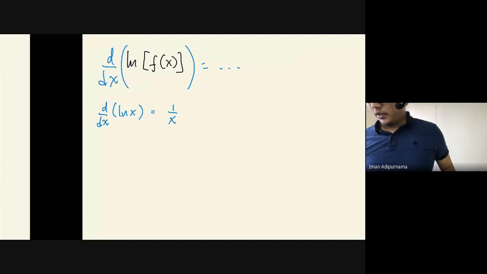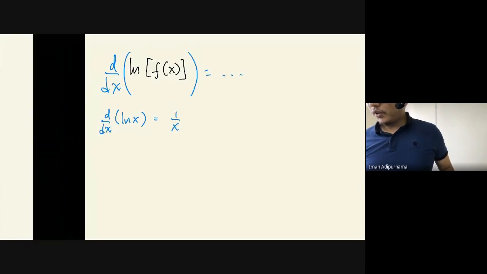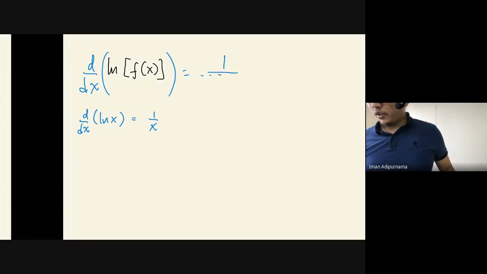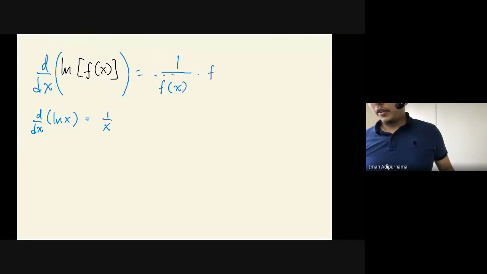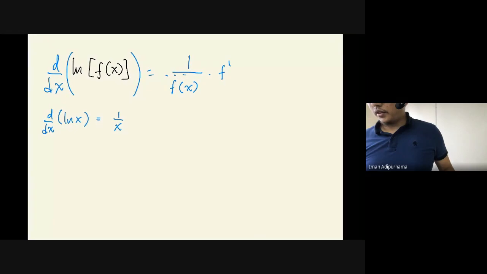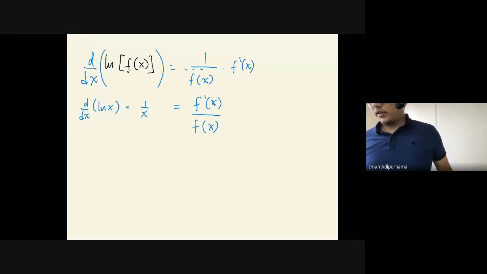So if you have ln and inside is a function, what you can do is derive it as 1 over, and put everything in the bottom, and multiply with the derivative of the inside, which is f of x, so f prime. It becomes one characteristic for ln. So every time ln has a function inside, you can derive this.